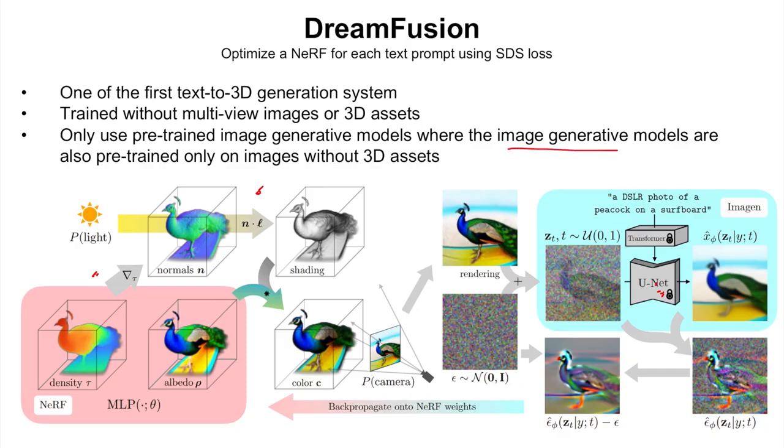Also, image generative models are pre-trained only on images without 3D assets, so this work does not require any 3D assets for text-to-3D generation. It only uses an image generative model, which itself is also trained only on images without 3D assets. So without using any 3D assets, this work shows the possibility of using an image generative model for text-to-3D generation.